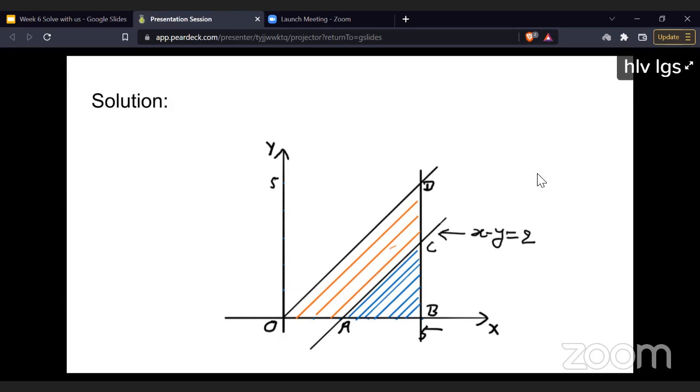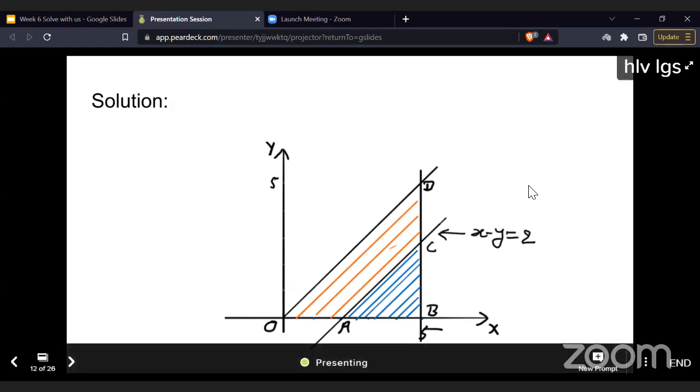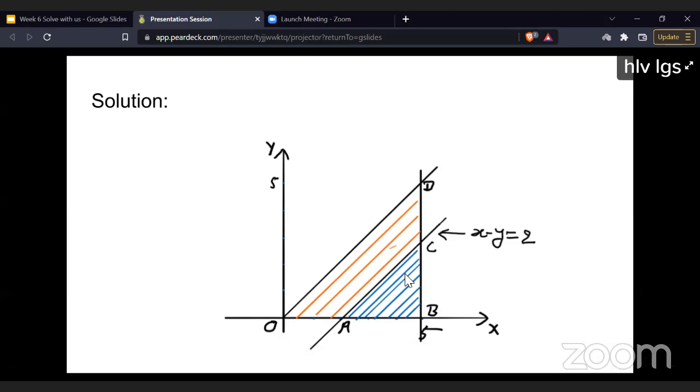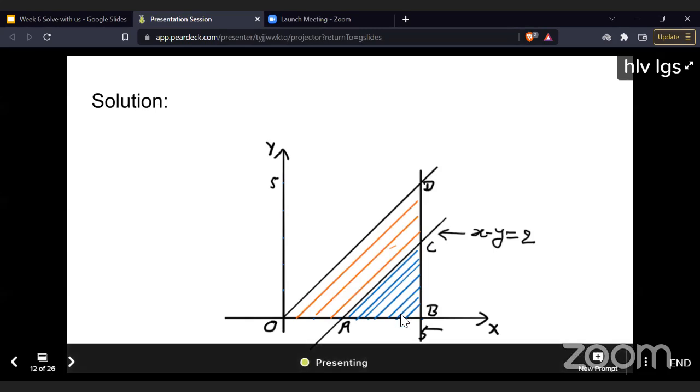And what you have to find is the probability that x minus y is less than 2. So what it just told us, we'll do 1 minus the probability of x minus y greater than or equal to 2. This line here is x minus y equal to 2, right? Below this line, it's x minus y less than 2. Yeah, right.